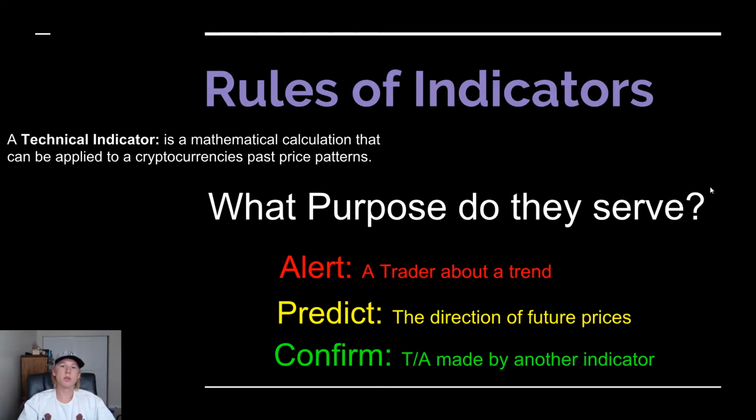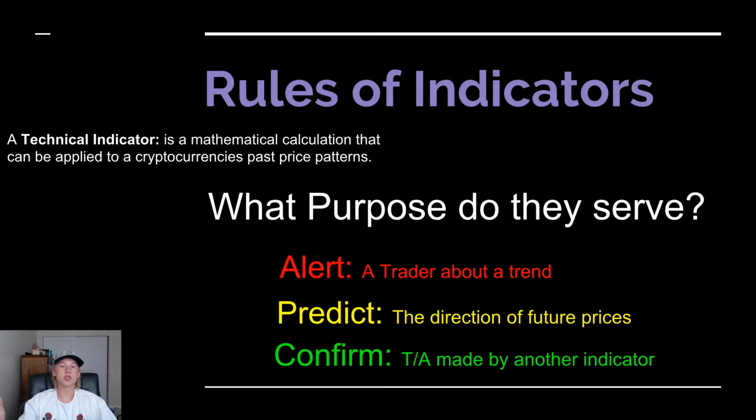Okay, so there are some rules of indicators, but before we get into that, I want to read the definition of an indicator. A technical indicator is a mathematical calculation that can be applied to a cryptocurrency's past price patterns. Meaning, if we take all of the grouped data of price history of a certain crypto and look at how it's reacted in the past, we can maybe come to a conclusion on how it's going to react in the future or in the present moment of the market itself.